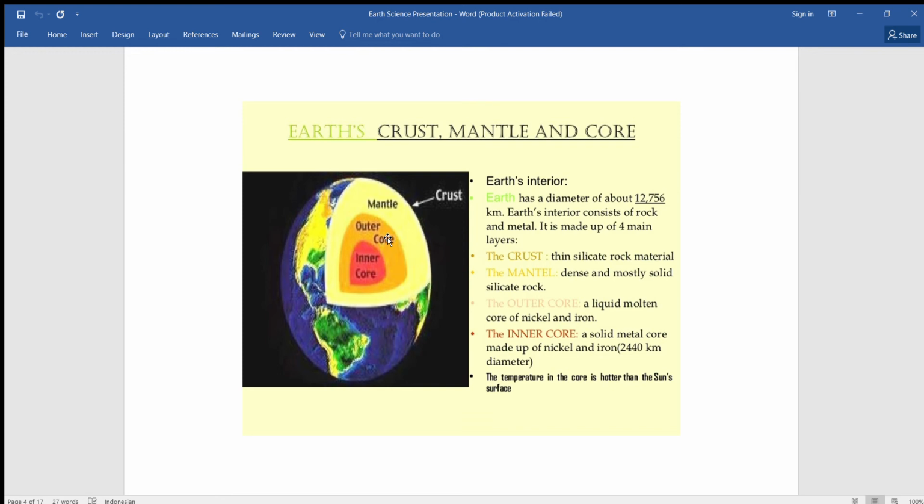Okay, so now let's move on to the inner core, part ng ating Earth. Earth's inner core is the innermost geologic layer of the Earth. It is primarily a solid ball with a radius of about 1,220 kilometers, which is about 20% of the Earth's radius or 70% of the Moon's radius. The inner core is believed to be composed of an iron-nickel alloy with some other elements.